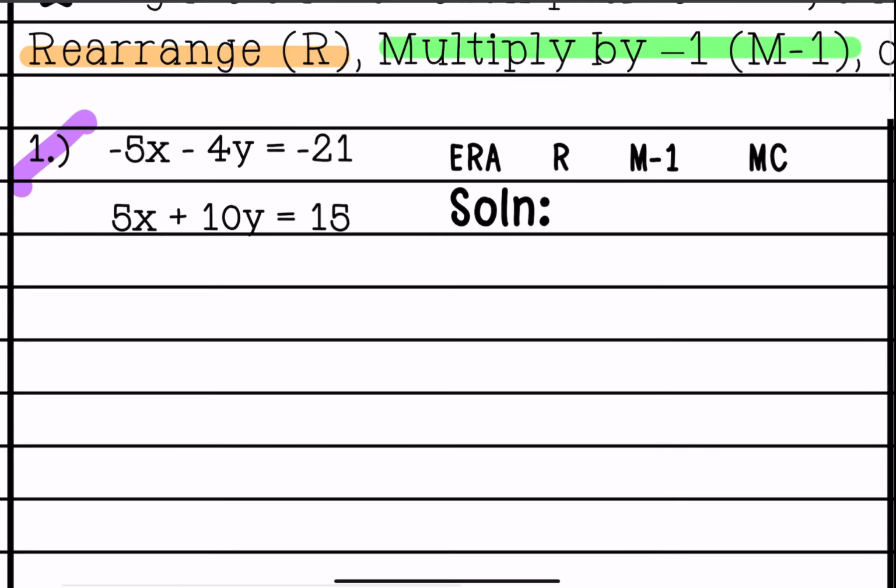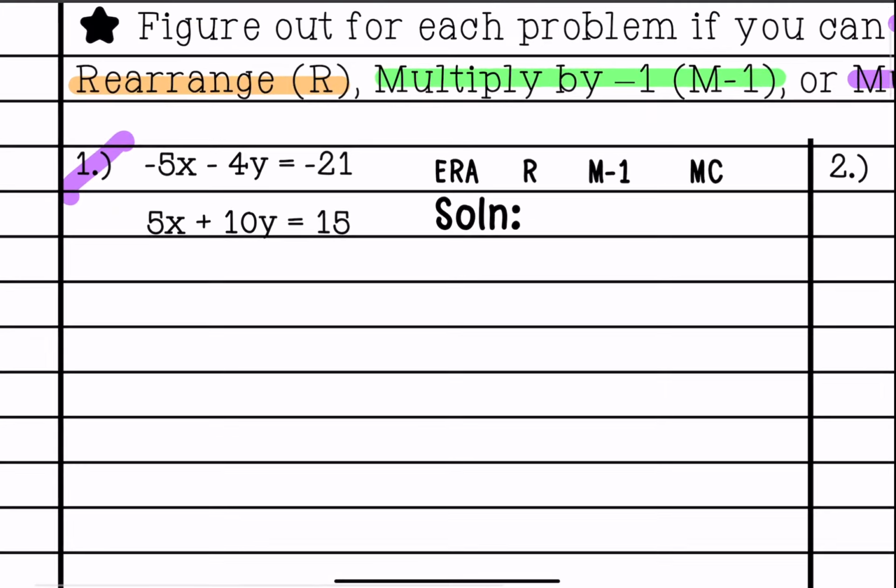So let's look at this first one. We have -5x minus 4y equals -21, and then we have 5x plus 10y equals -15. So first things first, everything's lined up, so I do not need to rearrange. Then I check, do I have same coefficients and opposite signs, because that is what you need in order to eliminate. And I do, so I can eliminate right away. 5x and -5x cancel, so that means I add everything else. This gives me 6y equals -6.